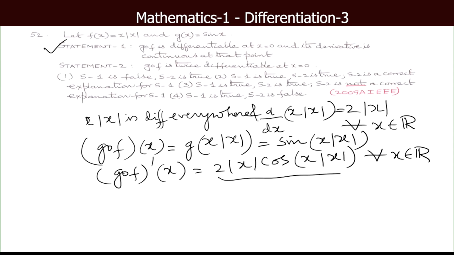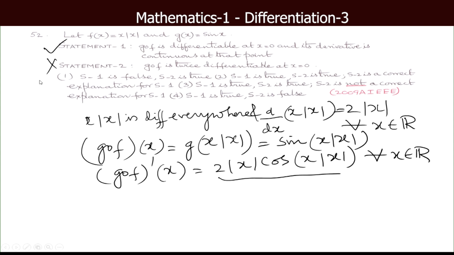Statement 2, g circle f is twice differentiable at x equal to 0. This is wrong, because once you go for the next derivative, applying the product rule, this has the derivative for all x not equal to 0, and because mod x fails to have a derivative at x equal to 0, this function cannot be differentiable at x equal to 0. Even though cosine x mod x is differentiable everywhere, mod x does not have a derivative at x equal to 0. Therefore, the second derivative of g circle f does not exist at x equal to 0, and therefore, this statement 2 is wrong.